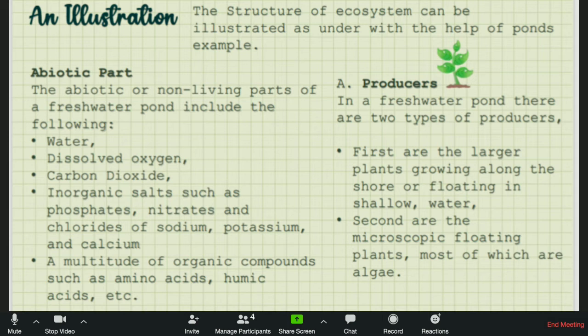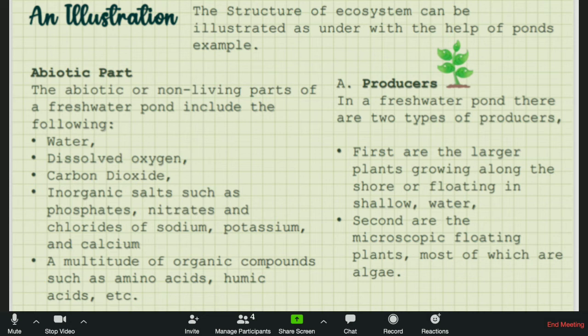The structure of an ecosystem can be illustrated as under with the help of a pond example. Abiotic part. The abiotic or non-living parts of a freshwater pond include the following: water, dissolved oxygen, carbon dioxide, inorganic salts such as phosphates, nitrates, and chlorides of sodium, potassium, and calcium, and a multitude of organic compounds such as amino acids, humic acids, etc. According to the functions of the organisms, their contribution towards keeping the ecosystem operating as a stable interacting whole.